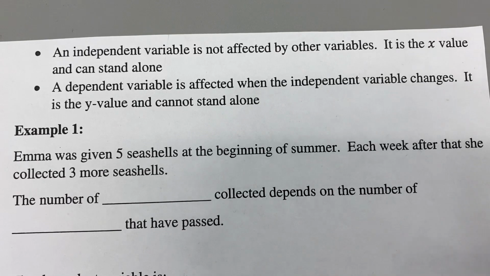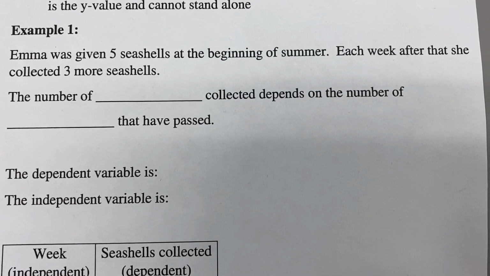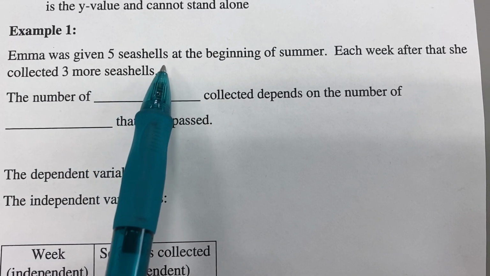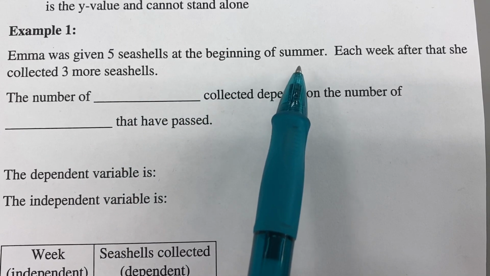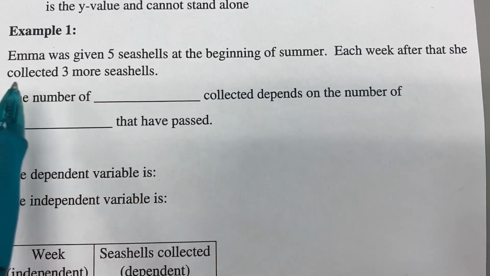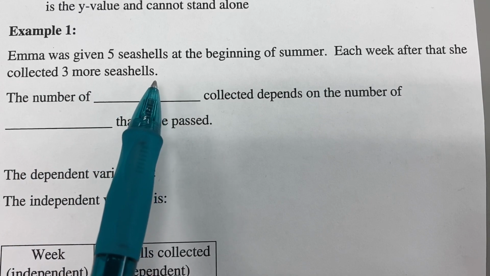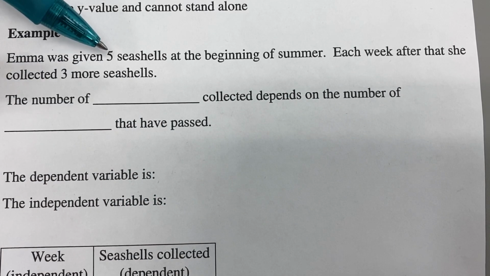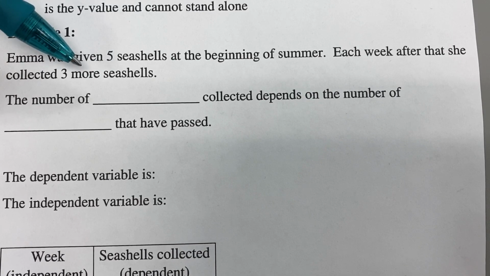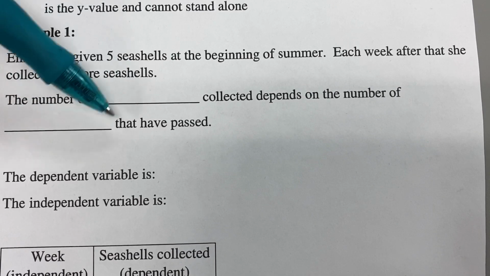Okay, here's our first example. Emma was given 5 seashells at the beginning of summer. Each week after that, she collected 3 more seashells. So she starts with 5 right off the bat, and then every week she collects 3 more. So we're going to see if we can fill in these blanks here.